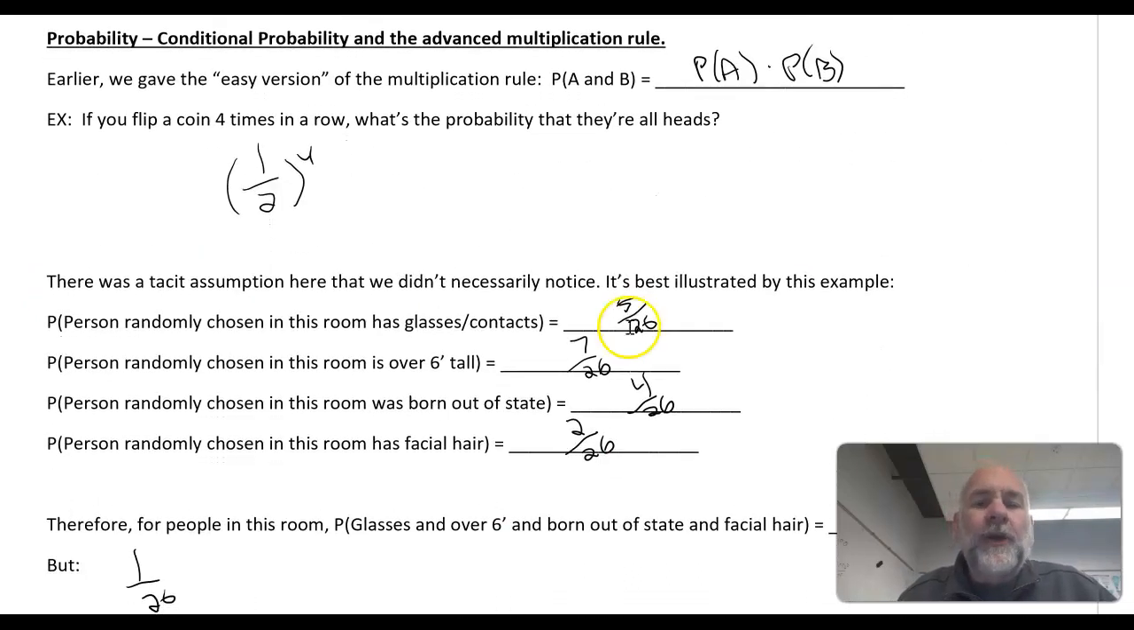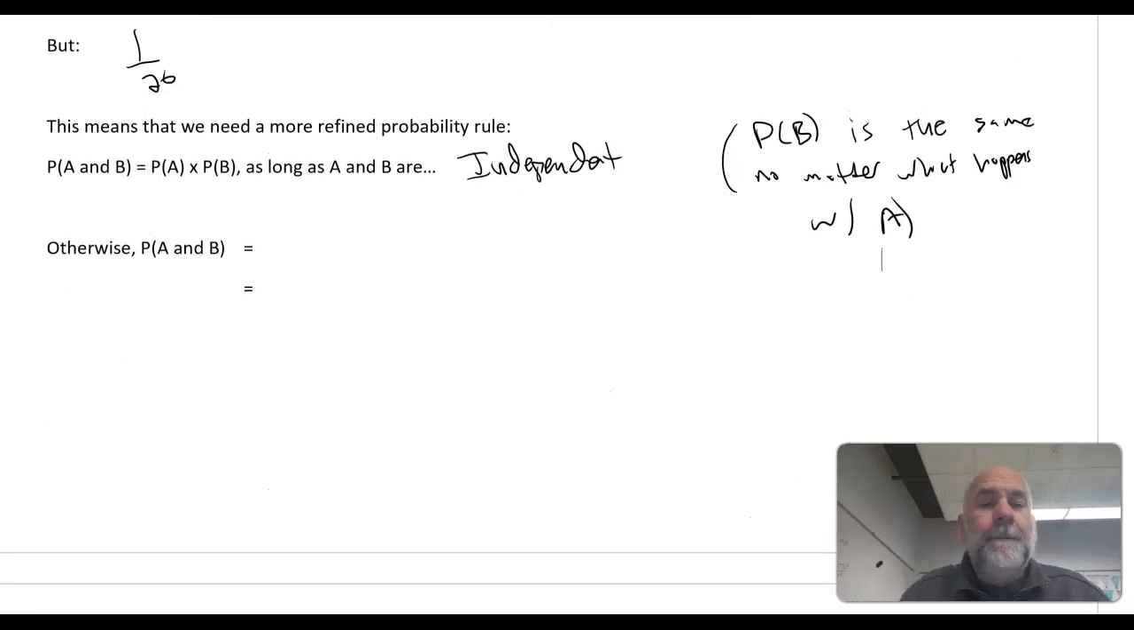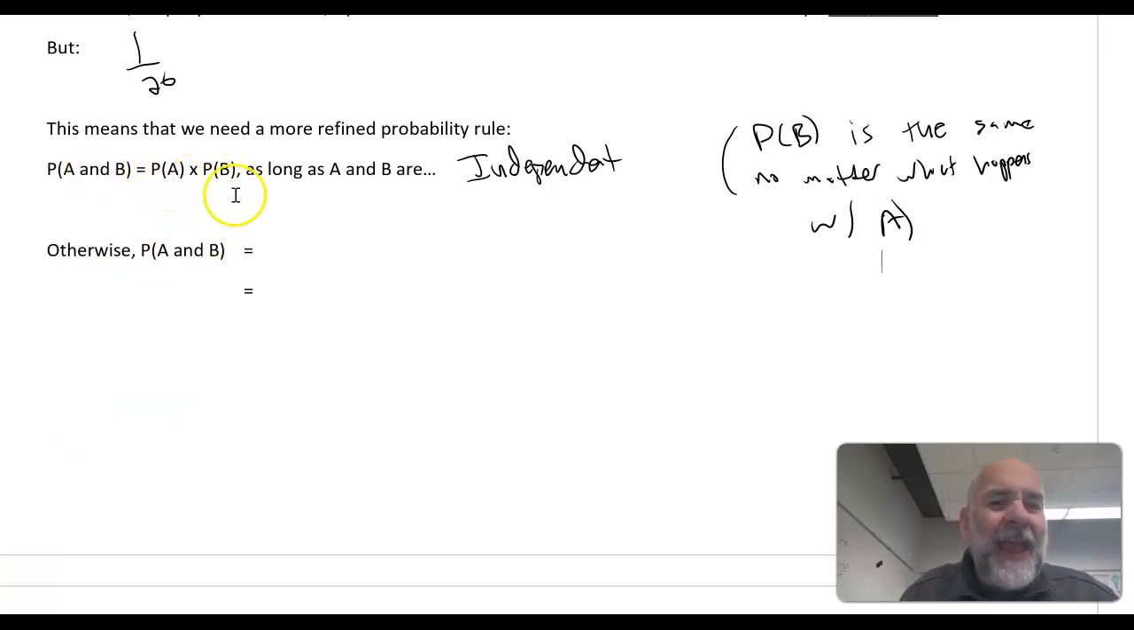And that's why we could use it with the coin. Because the probability of getting that second heads is exactly the same whether or not the first one was heads. What happened with the first one has no bearing on the probability of the second one. And so we could just multiply them. But if A and B are not independent, if the probability of this happening depends on what happens with the first one, then we have a more refined formula.